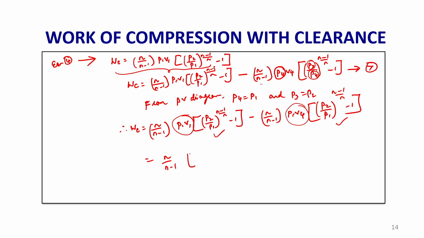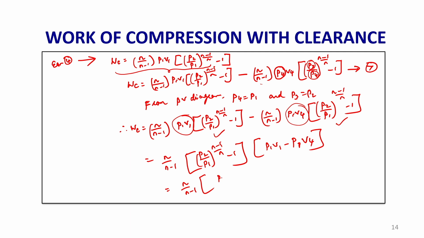Let us take this one, (P2/P1)^((n-1)/n), and P1 V1 minus P2 V4. Of course, minus 1 will be there, that is also there, (P2/P1)^((n-1)/n). So, this is a common term. So, this is equal to n/(n-1) into (P2/P1)^((n-1)/n) minus 1.